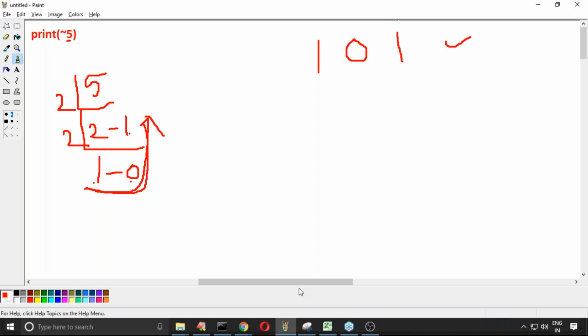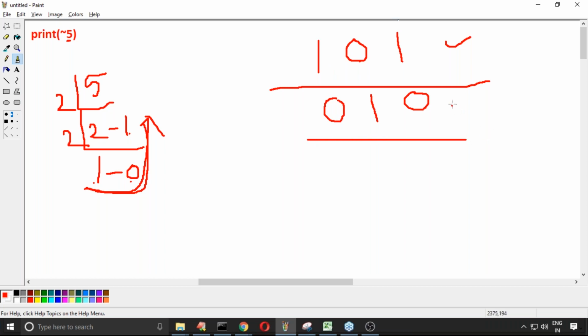In the last examples also I told you, like how we did. Now bitwise complement means 1 will become 0, 0 will become 1, 1 will become 0. This is a binary number. Again, I have to convert this binary number into decimal. Listen very carefully. How to convert the binary number to decimal?